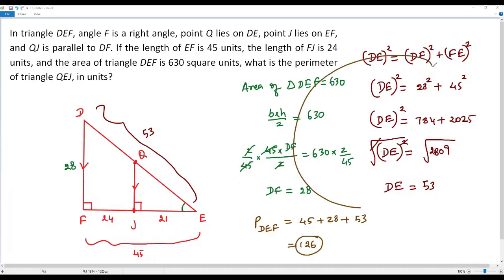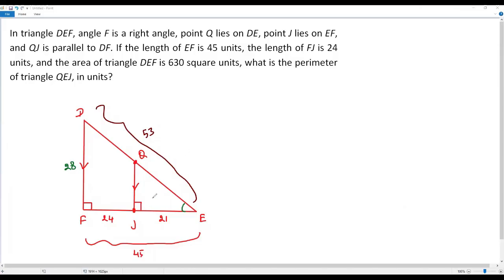Okay, now let me erase this stuff and write the similarity statement for the two right triangles. First, let me take a vertex from the smaller right triangle QEJ. So that is J, where we have the right angle. Okay, now let me write it over here, J. What is the corresponding vertex in the bigger right triangle? That is F, because at F we have the right angle. Okay, now let me write it.